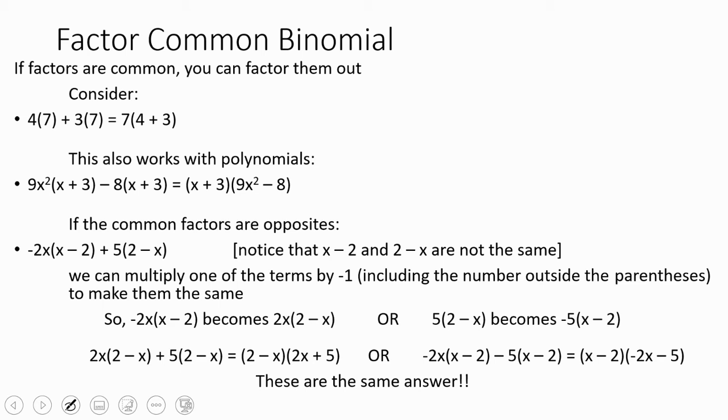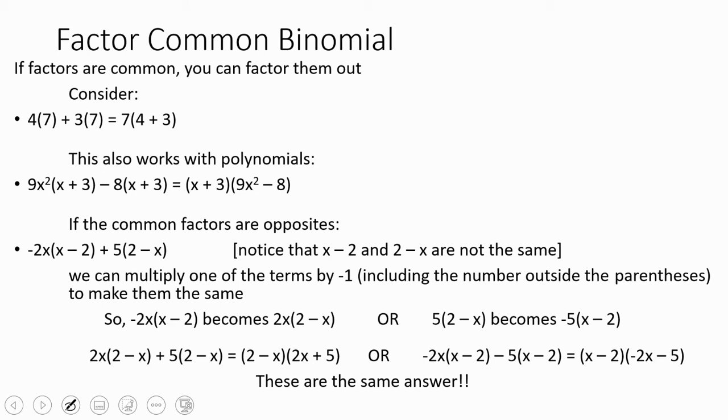So if you have factors that are common, you can go ahead and factor them out. If we had all numbers, this is kind of backwards from the distributive property. So if you had 4 times 7 plus 3 times 7, we could just write that as 7 times the quantity 4 plus 3. And those two things are equal.